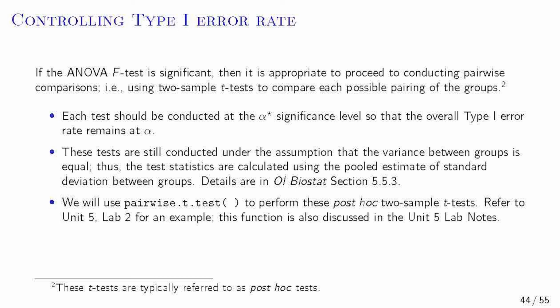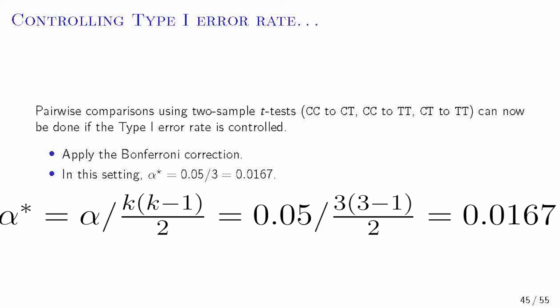Now we're going to run through pairwise comparisons to see if there's any particular difference between the groups pairwise. And we need to conduct the test at the alpha star significance level so that our type 1 error rate remains at alpha. So we divide our regular alpha by k times k minus 1 over 2, which, as you can see here, works out to 0.0167.